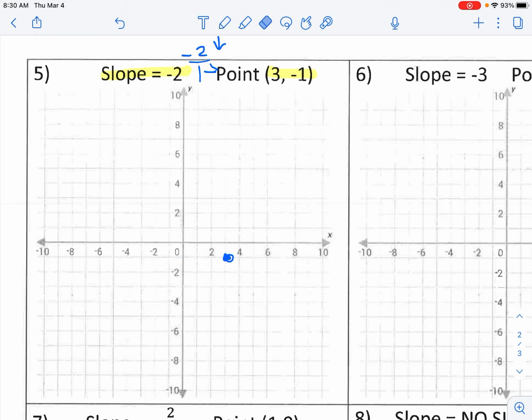So from here, I'm going to go down 2, so down 1, down 2, and to the right 1. Remember we said that very first day of notes, if you have a negative slope, your line should be going down from left to right, which this line is going down from left to right.